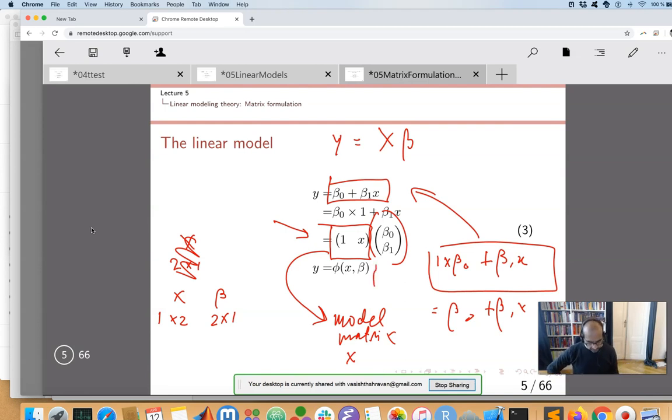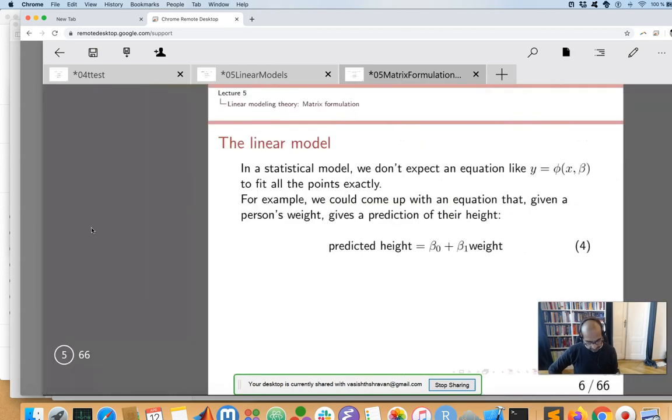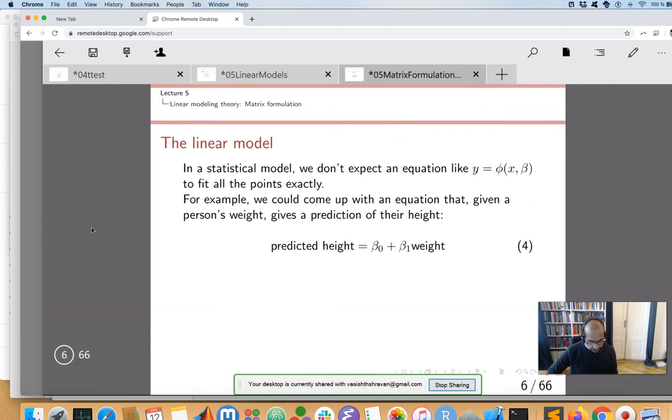And so we can write this more formally as a function: y is a function of x and beta, in this way. Now, in a statistical model, when you have actual data like the evaluation and beauty scores or the relative clause data from Gordon and Gibson, we don't expect that our function will exactly fit the data.